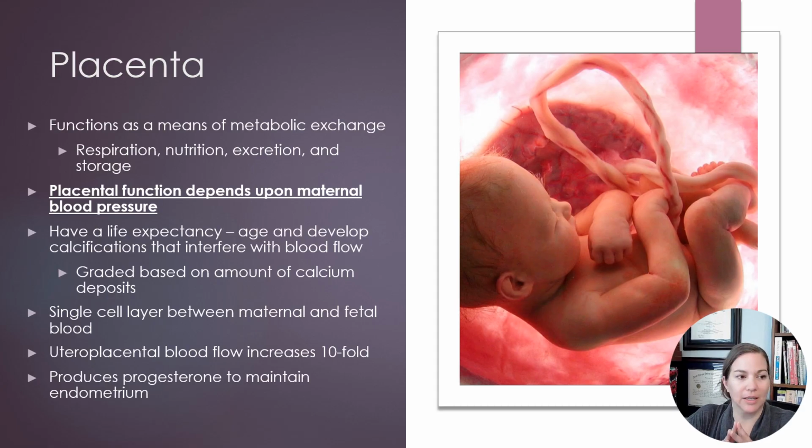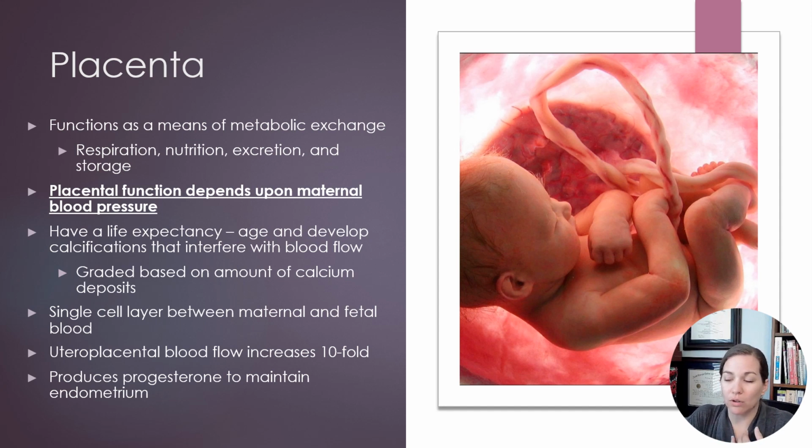Okay, so the placenta is the main metabolic exchange organ for the baby. It serves to function for respiration, for nutrition, excretion, and storage for the baby. Okay, placental function is super important, as you can imagine. It's the life organ for the baby, and it's very, very dependent on the maternal blood pressure. So we need mom's blood pressure to be in a safe, normal range.